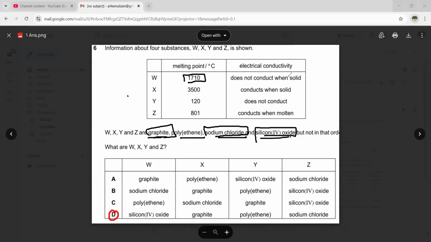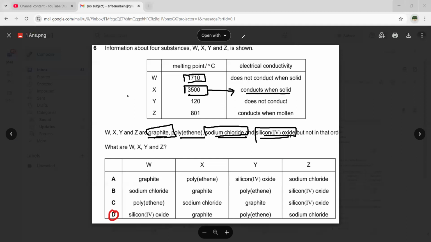Then, does not conduct electricity when solid. So in a solid state, it is not conducting electricity. That one piece of information is given. About X, it conducts electricity when solid. It has a high melting point and conducts electricity in solid.